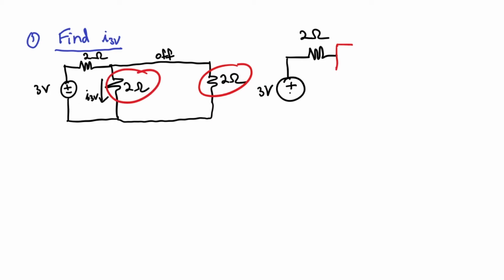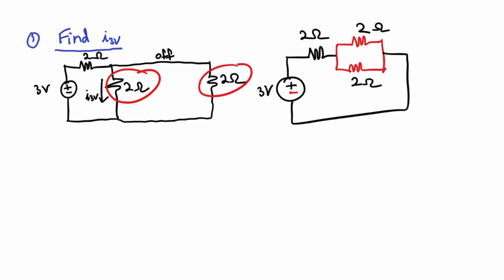So I could imagine that they're aligned like this instead, and the circuit doesn't really change. And each of these is 2 ohms. 2 ohms in parallel with 2 ohms is just 1 ohm. So we have in total 3 ohms across this part of the circuit. 3 volts over 3 ohms is 1 ampere.